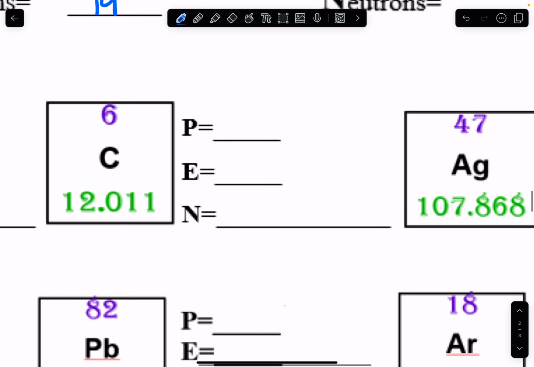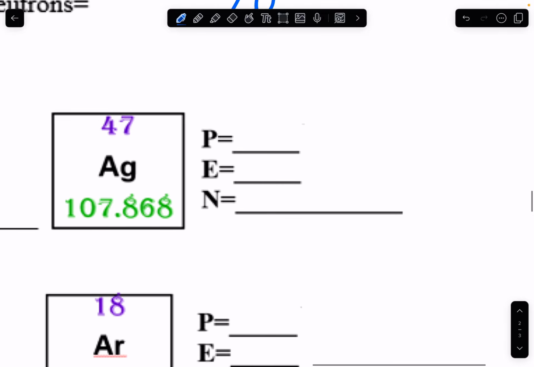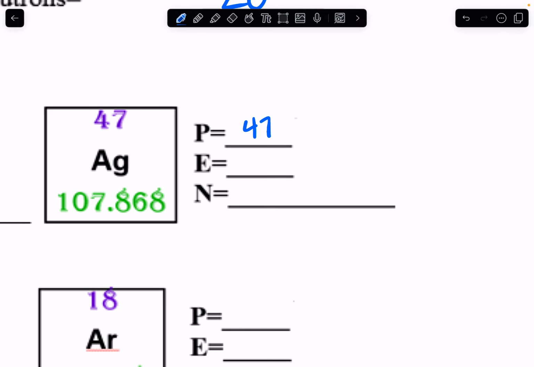Okay, let's look at carbon over here. Carbon has 6 protons, so I have 6 electrons. And my neutrons are 12 minus 6, so I have 6 neutrons. All right, on to silver. Silver, I have 47 protons, which means I have 47 electrons. Then I take my mass number, I'm going to round 107.8 to 108, subtract 47, which gives me 61 neutrons.